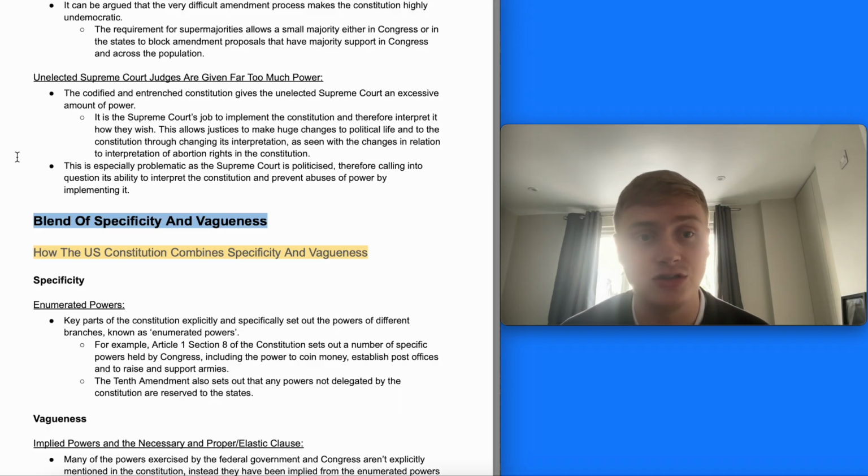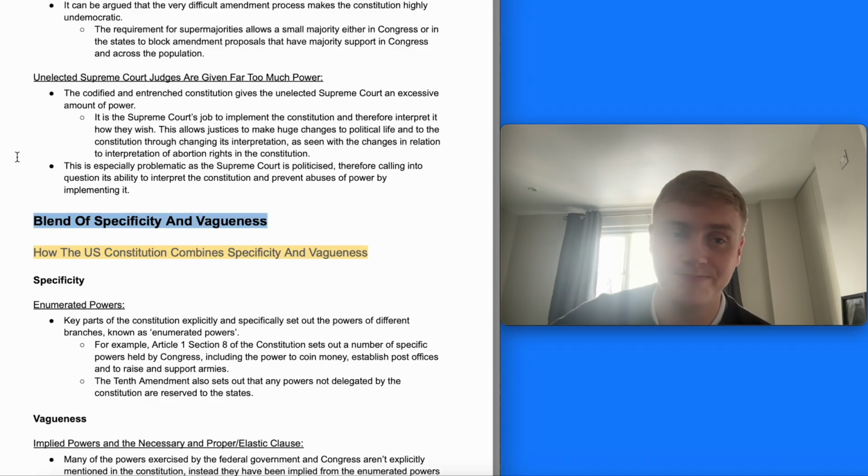It's the Supreme Court's job to implement the Constitution and interpret it how they wish, and that allows them to make huge changes to political life and to the Constitution through changing its interpretation. For example, in relation to abortion, as we looked at earlier in the video. This is especially problematic as the Supreme Court is ultimately politicised, therefore calling into question its ability to interpret the Constitution and prevent abuses of power by implementing it.